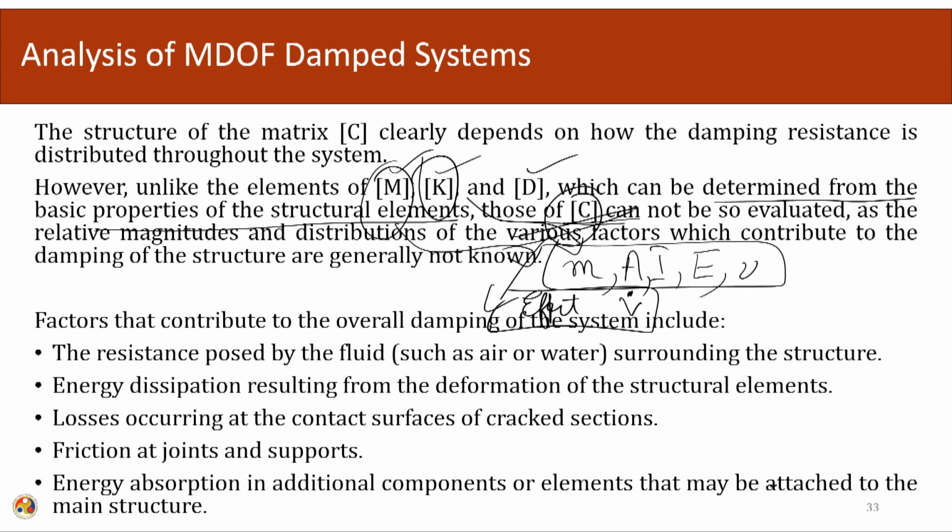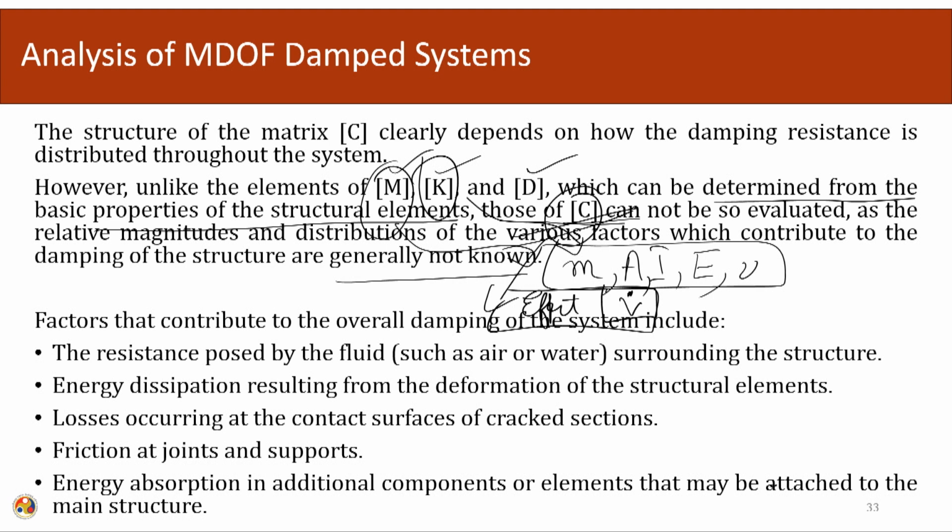So, C cannot be so evaluated, as the relative magnitude and the distributions of the various factors which contribute to the damping of the structure are generally not known. Damping itself is a very complex phenomenon. So, what we do is that we just look into the effect, what damping is doing to the system, and we take down this effect and we represent it using a viscous damping. That is why we cannot directly calculate C.